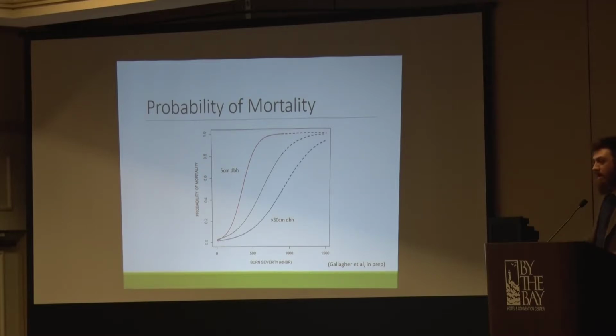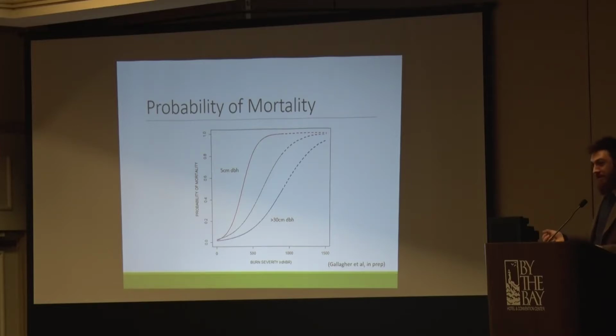But if you incorporate height, diameter, and that pixel value from your burn severity map, you can estimate with about 90% accuracy whether or not your pitch pine tree died. So this was all in pitch pine forest, to keep it simple. This is a 5 centimeter DBH tree here, and this is a greater than 30 centimeter DBH tree here. What this is showing is that it takes a lot less fire severity, a lot less effect, to correlate with tree mortality of a smaller tree, which you would expect probably.